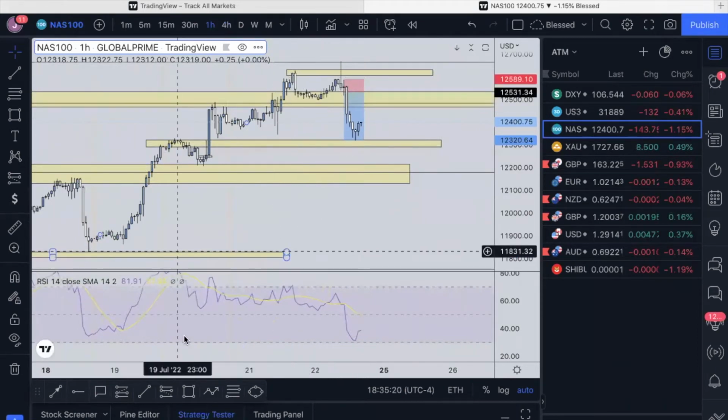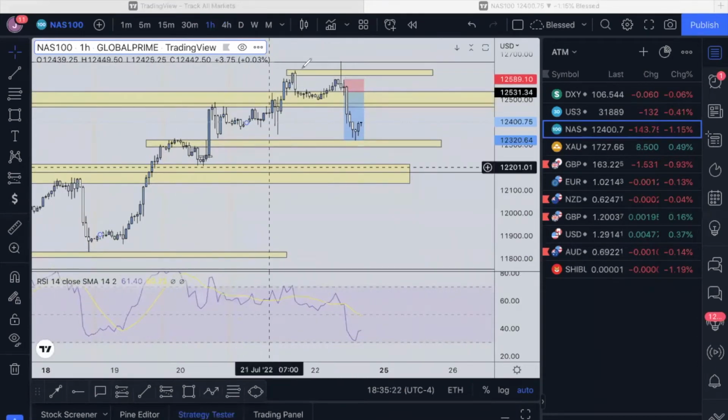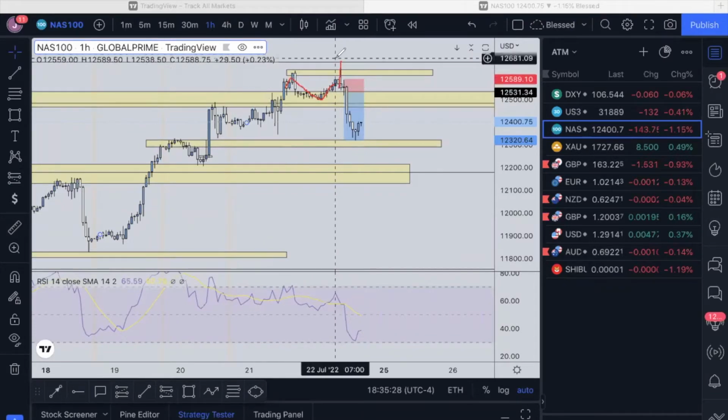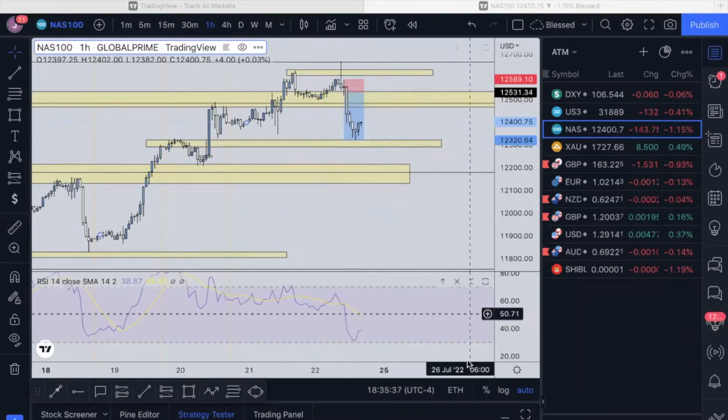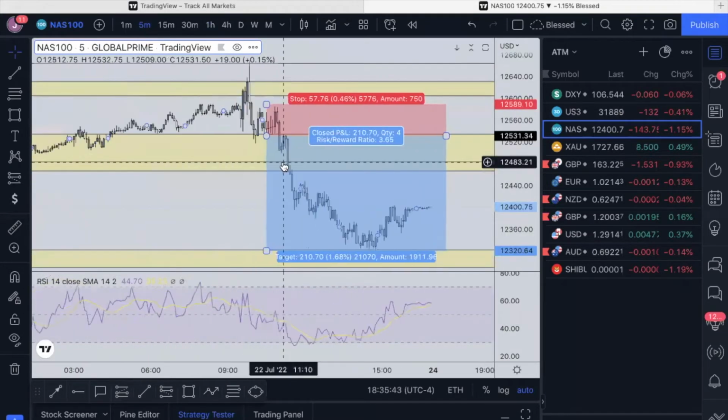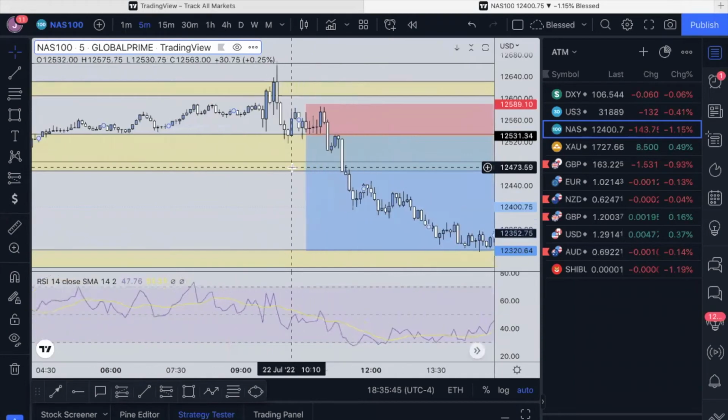So we get this double top here, as you can see on the 1 hour. And not only that, you get a big pin here. So we had this big pin to the top showing that the buyers got rejected and that we had a lot of selling pressure. So what I did was I simply went down to my 5-minute time frame and looked where I could enter.